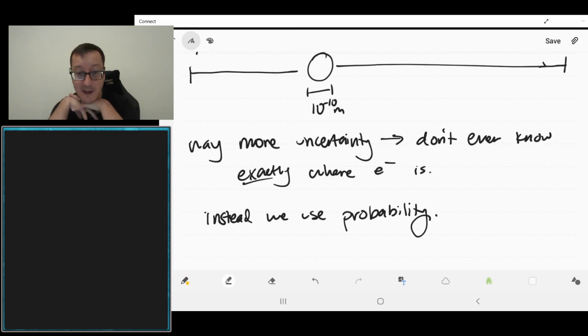And that's where we're going to pick it up on Thursday. So instead of knowing exactly where something is, which would be really lovely, it'd be very informational to know exactly where an electron is, instead of that, we just will say, okay, well, there's a high probability it's going to be here. There's a low probability it's going to be here. And we're going to see what those probability distributions look like next time.